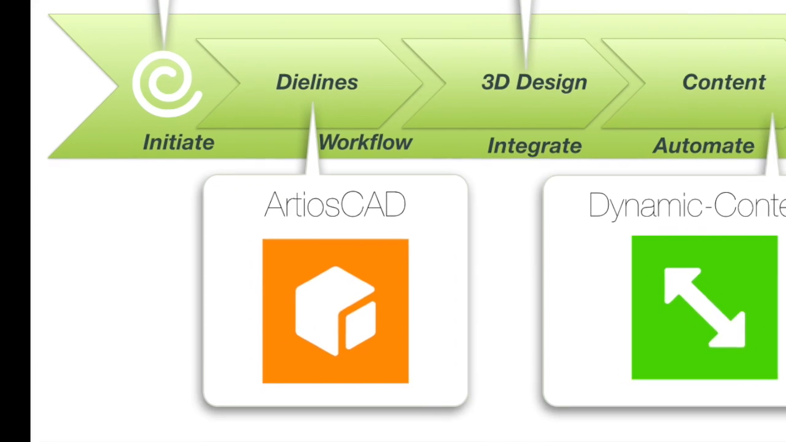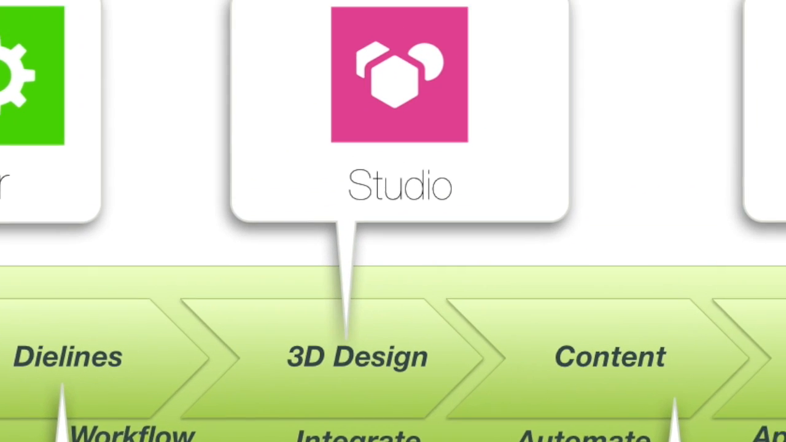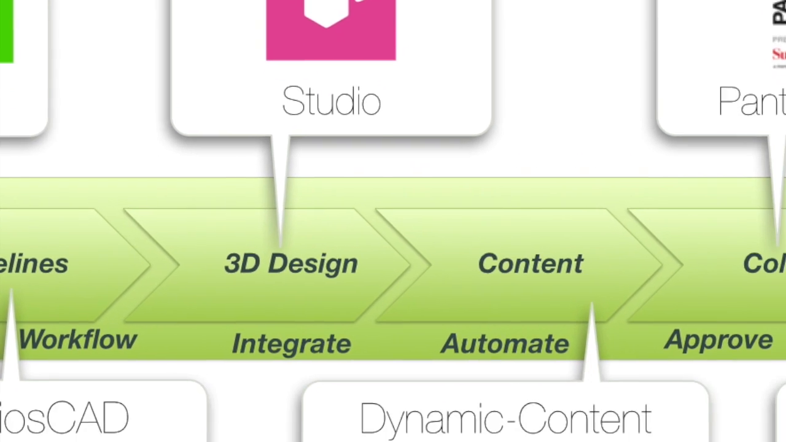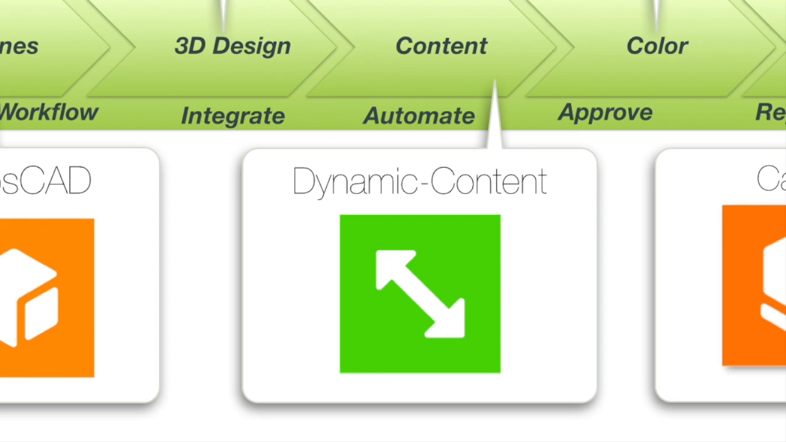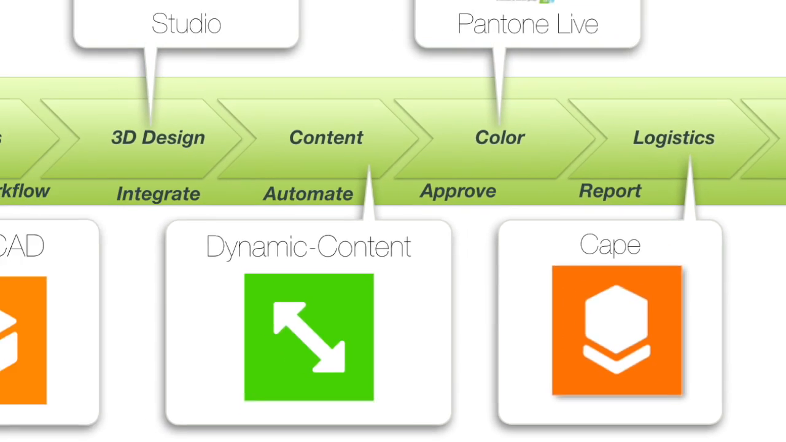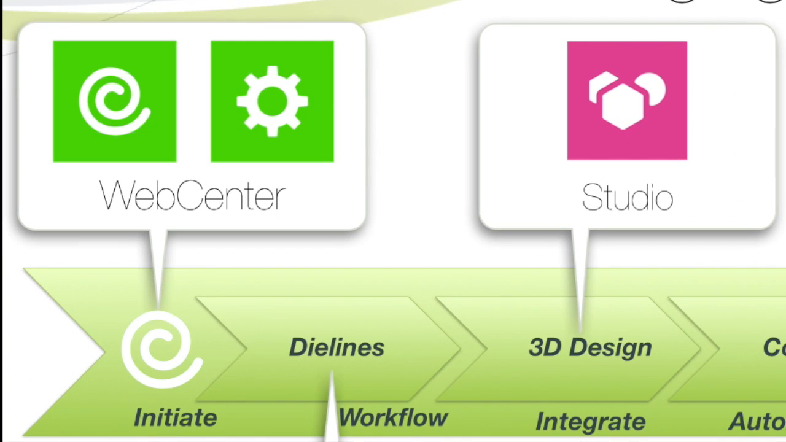ESKO's Artios CAD is your home for creating and managing structural assets. Studio enables the visualization of all packaging throughout your artwork and packaging process. Dynamic Content features tools that reduce time and errors relating to copy content. Cape gives customers tools to more efficiently palletize products, effectively increasing your profits without the need to sell more products or raise your prices. The process is all held together, managed, and tracked by Web Center.